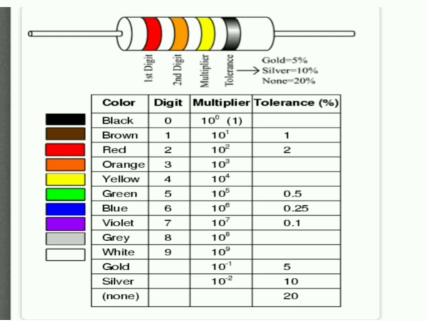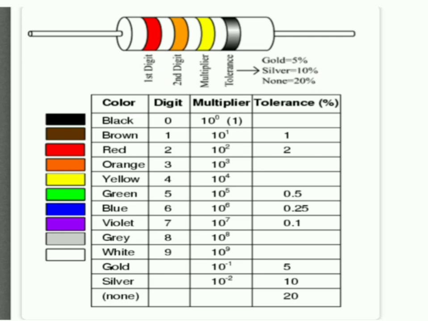It consists of 4 columns: color, digit, third is multiplier, and the fourth one is tolerance. In the first column, the colors start from black, brown, red, orange, and so on. The digit assigned is 0, 1, 2, 3 up to 9. Multiplier is 10 power 0, 10 power 1, 2, 3 and so on up to 10 power 9. Whereas for gold and silver, you can observe the multiplier is 10 power minus 1 and 10 to the power minus 2. And coming to tolerance, it is generally measured in percentages.